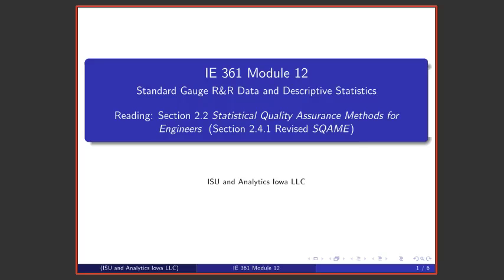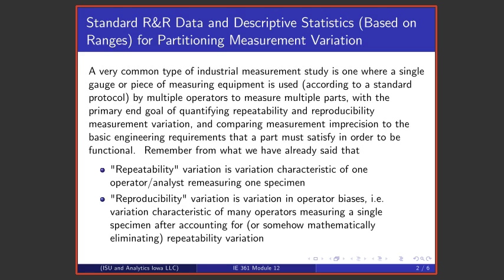Welcome to Lecture 12 in this series of lectures on statistical process improvement and statistical quality assurance. We're now talking about quantifying measurement imprecision, that is variation in measurement, and trying to partition measurement variation into a part that is attributable to differences between operators using a particular measurement device and sort of baseline or repeatability variation.